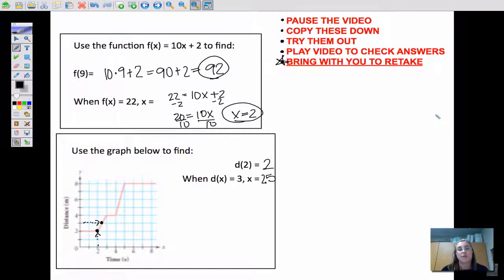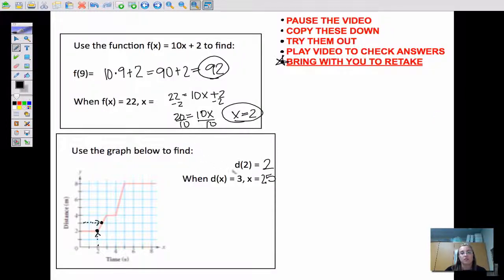Okay, here's what I came up with for my answers. I've got f of 9 equals 92. When f of x equals 22, x equals 2. And then on the graph, d of 2 equals 2. And when d of x equals 3, x equals 2.5.